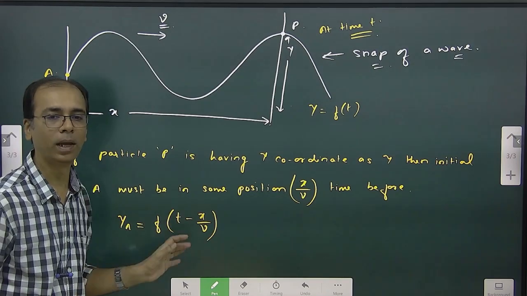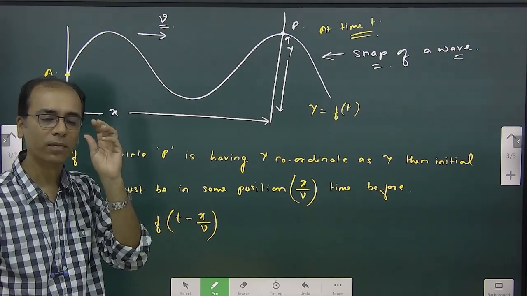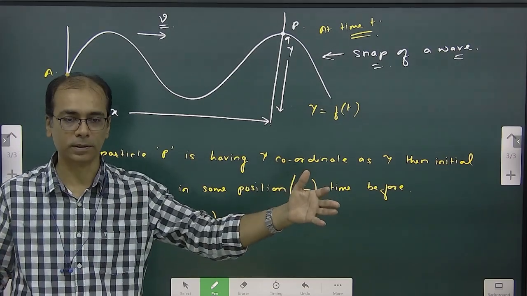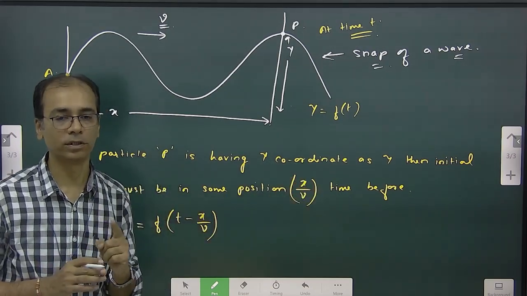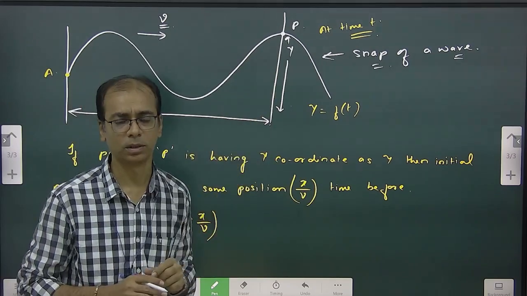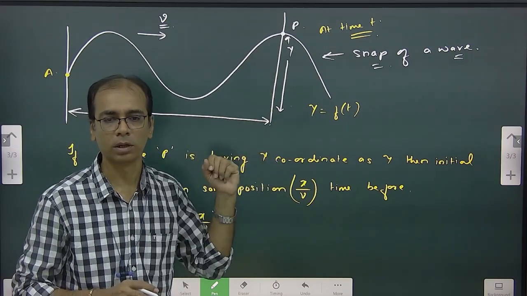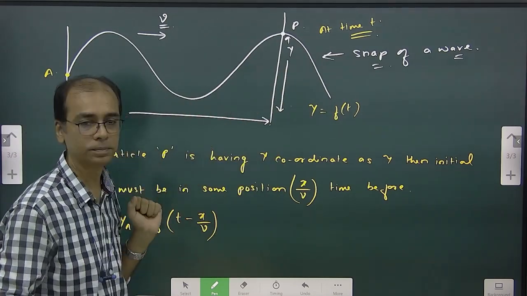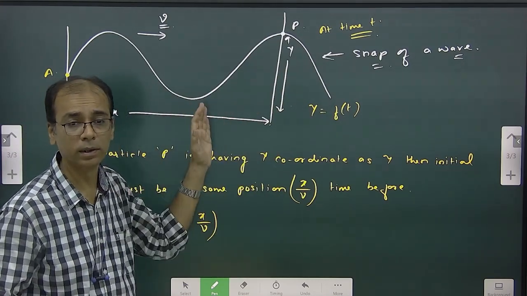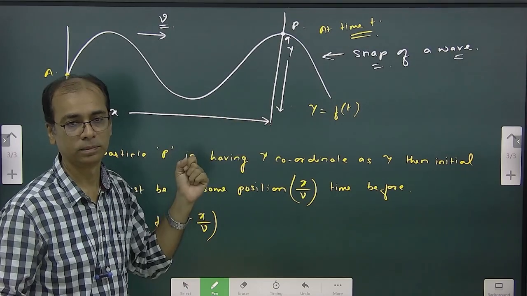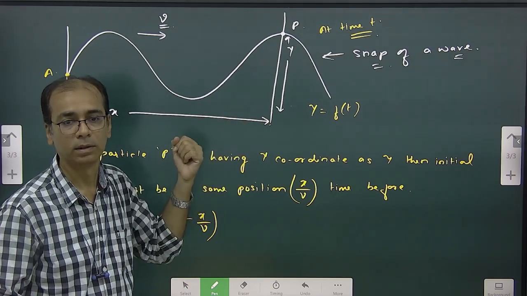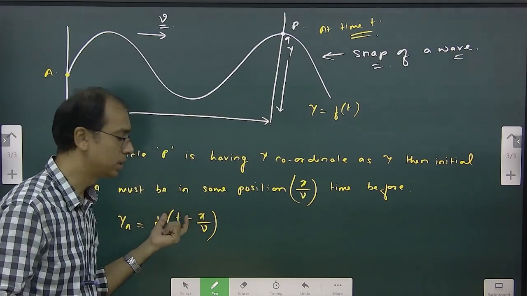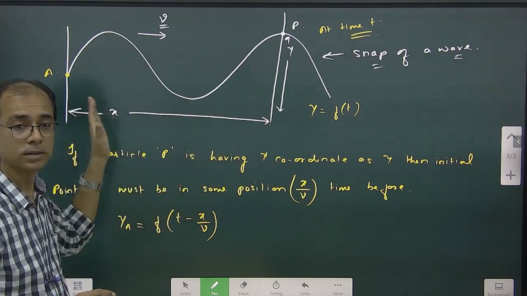Understood? Why am I doing all this? Because when I have to write a wave, that wave should have all the particles. I cannot write it for one function. One function means simple harmonic. One point means simple harmonic. But I need to include all the particles. So what is the gap? How much is the wave traveling in that time? That I need to include. So when I include this, it takes all the particles.